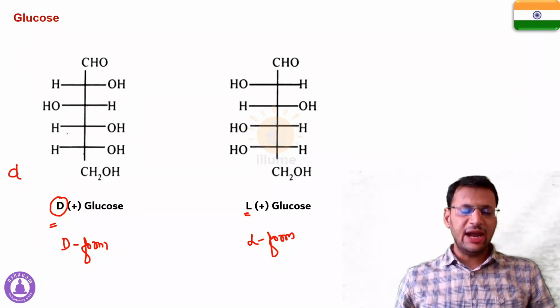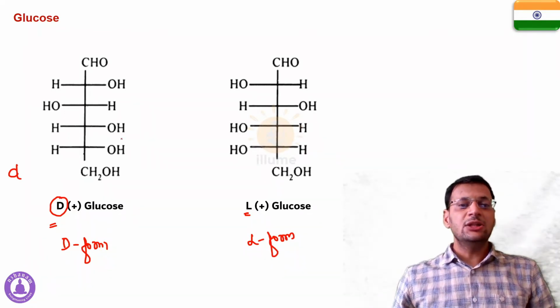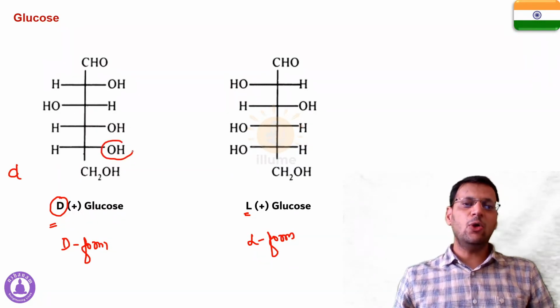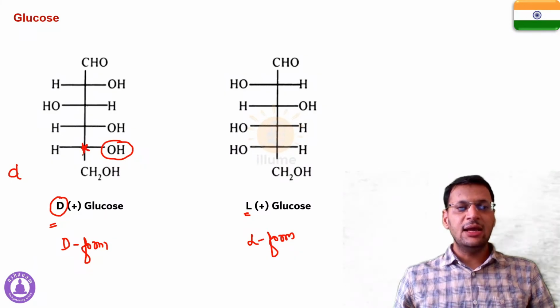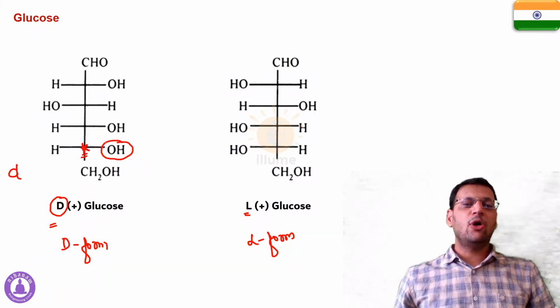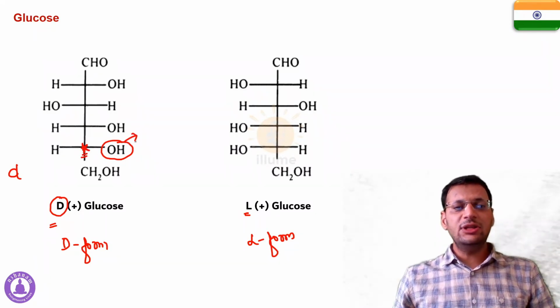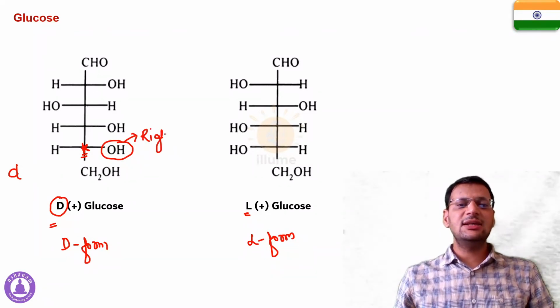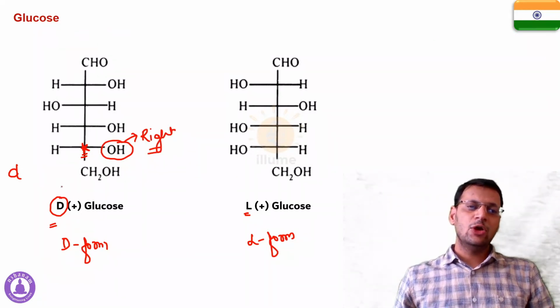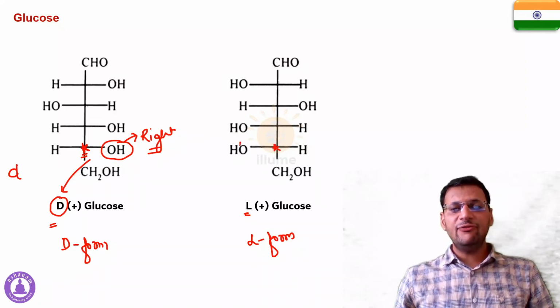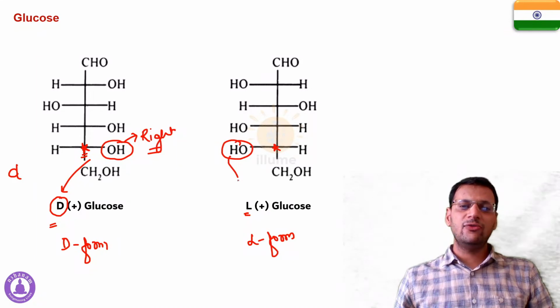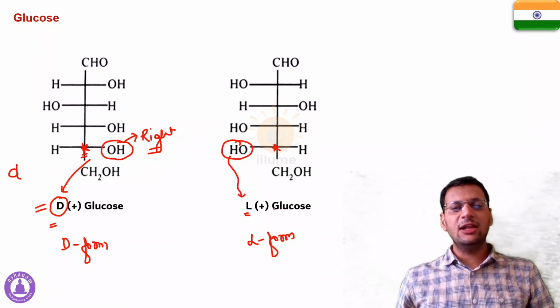It is that form of glucose in which the OH group on the last chiral carbon, see, this is the last chiral carbon, if the OH group on the last chiral carbon is on the right side, then this is a D form of glucose, and if this OH group is on the left side, then this is the L form of glucose. That's why I have mentioned it as D glucose and L glucose.